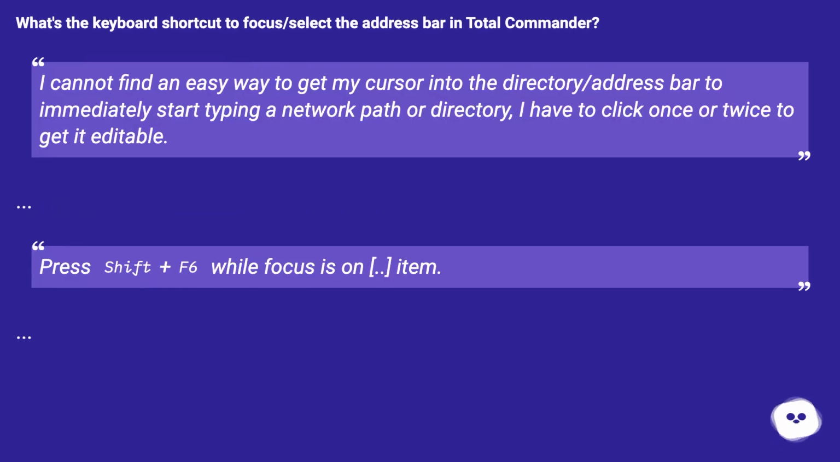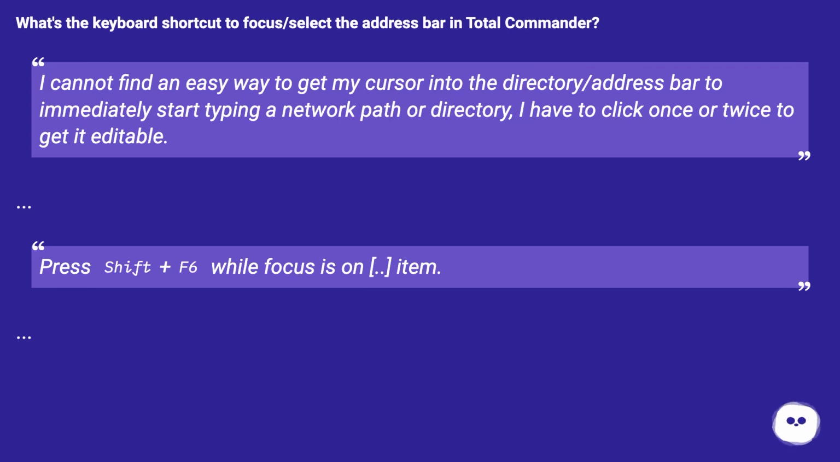What's the keyboard shortcut to focus, select the address bar in Total Commander? I cannot find an easy way to get my cursor into the directory or address bar to immediately start typing a network path or directory. I have to click once or twice to get it editable.